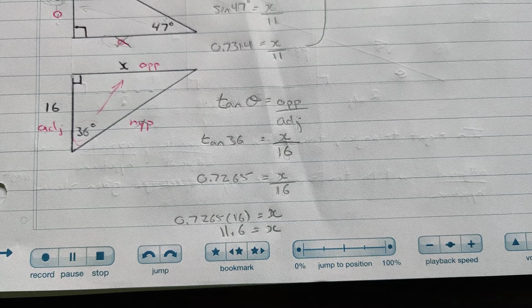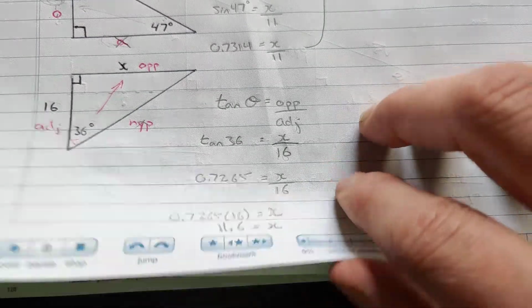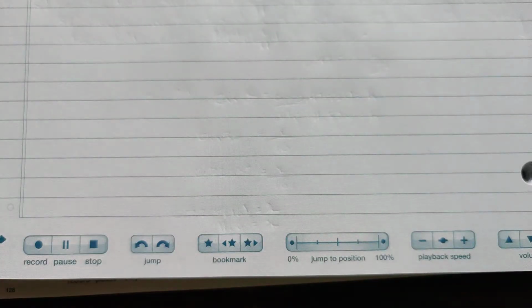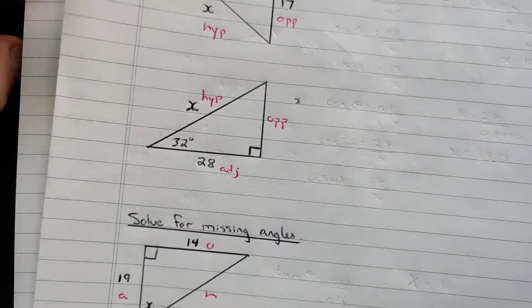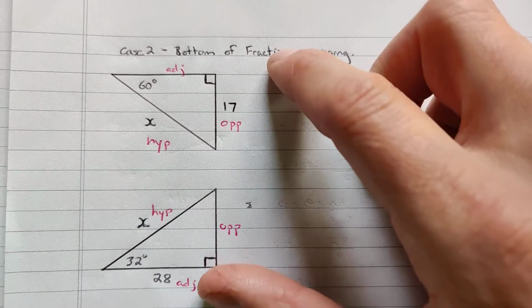So that is the case when the x is on the top. Very, very similar case when the x is on the bottom. Okay, so a couple examples with the x on the bottom.